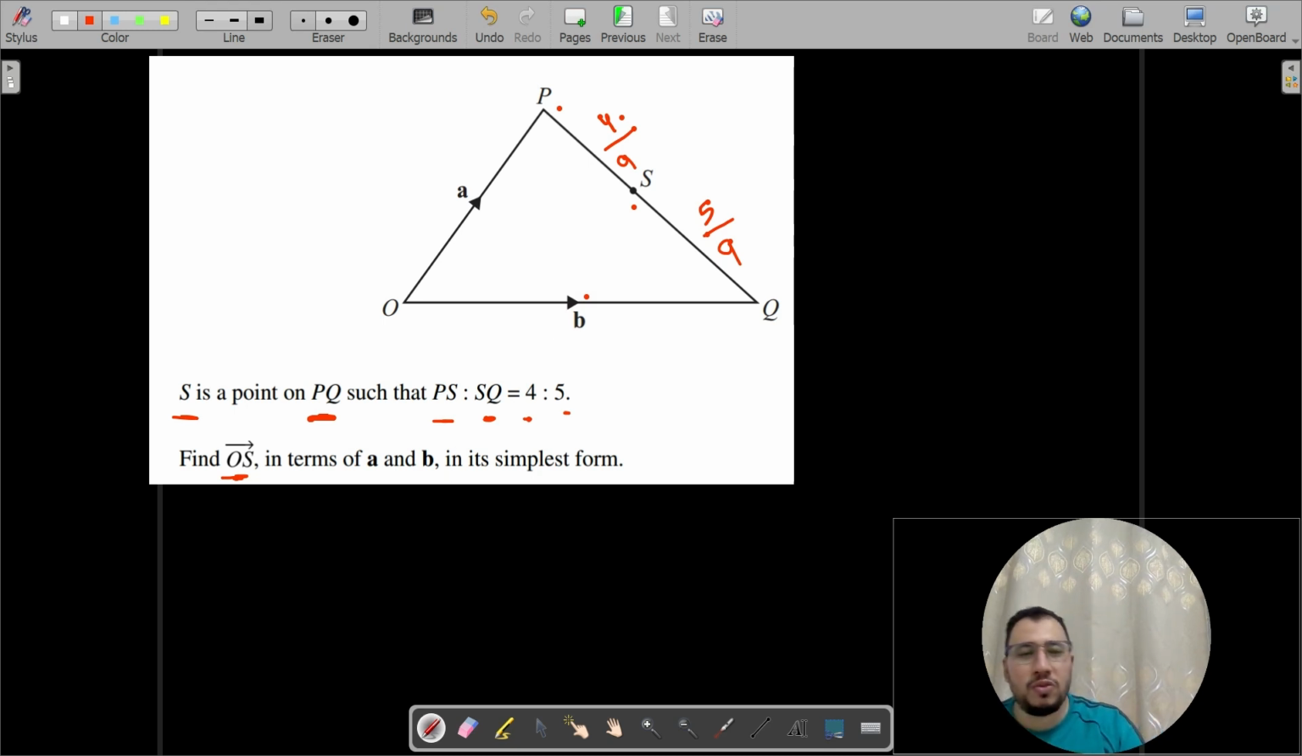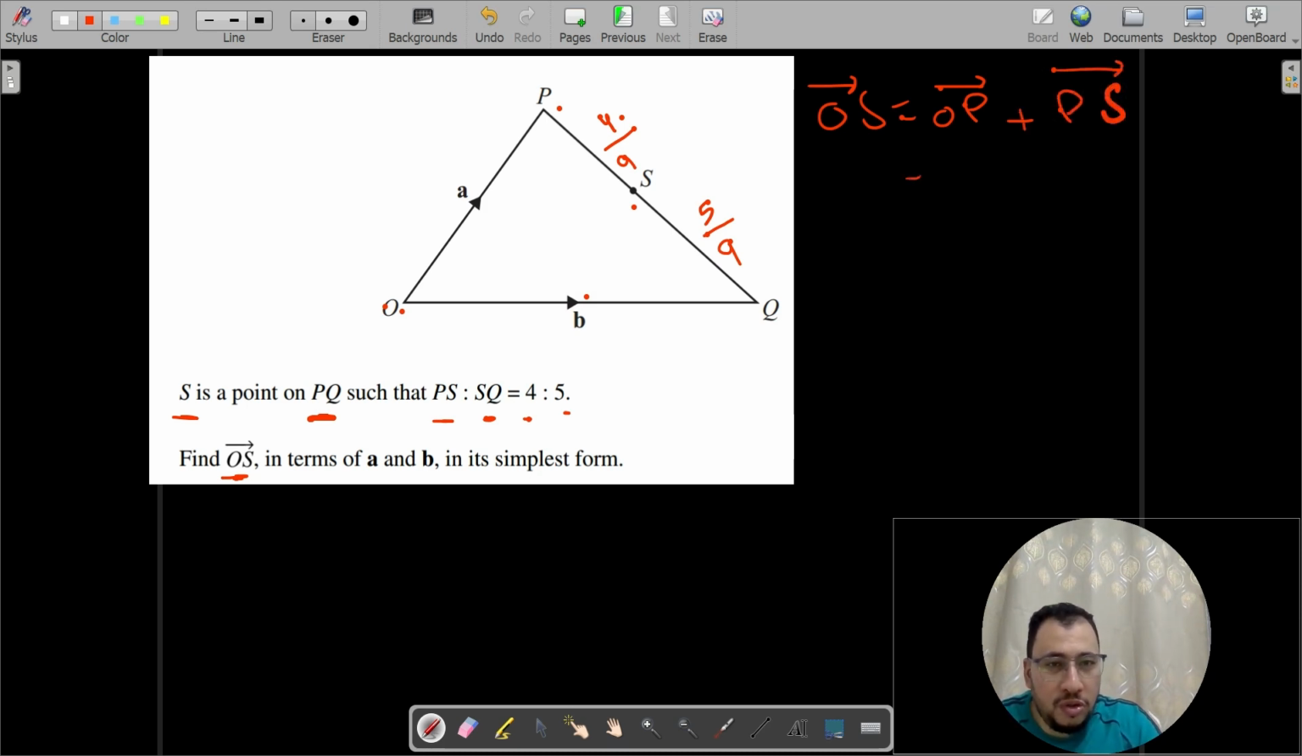Find OS, which means I need to go from point O, which is here, till point S over there. You can go either way. You can go this way, then PS, or you can go the other way, then QS, and there is a slight difference between them. I will solve it both ways, inshallah. Now, OP. I need to get OS. OS equals, I will go from O to P, as a vector, of course, we are talking about vectors here. Then I'm going plus PS.